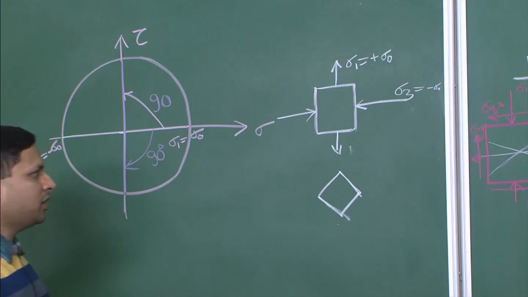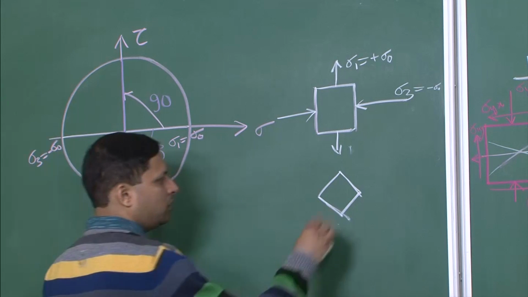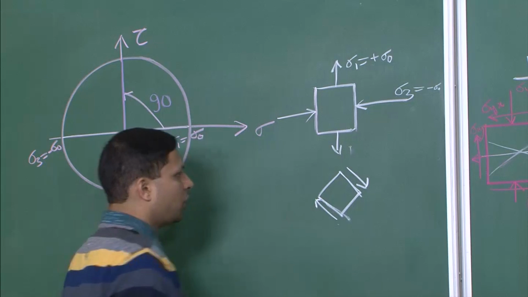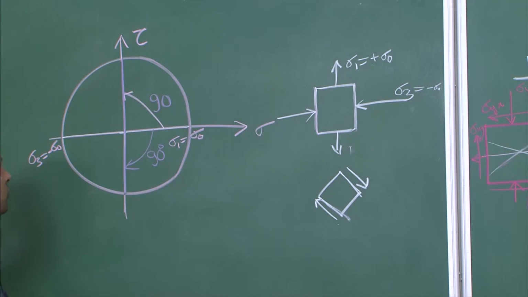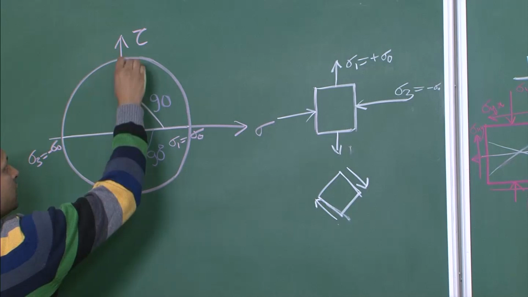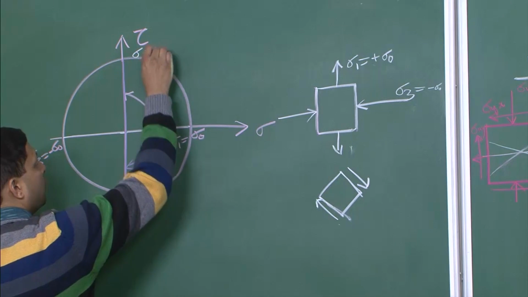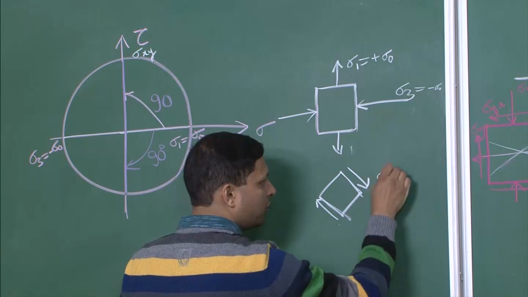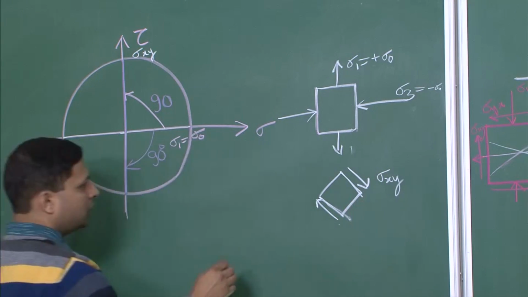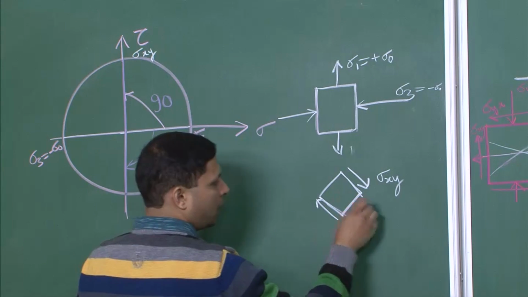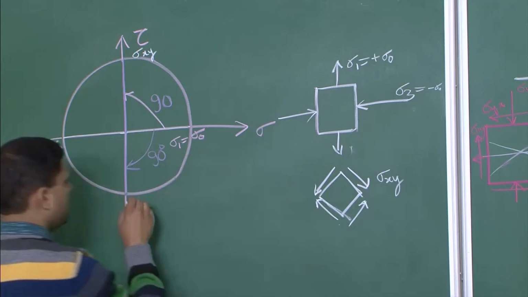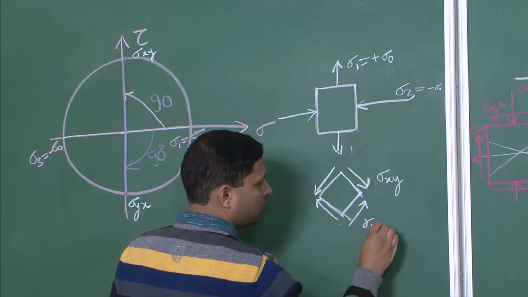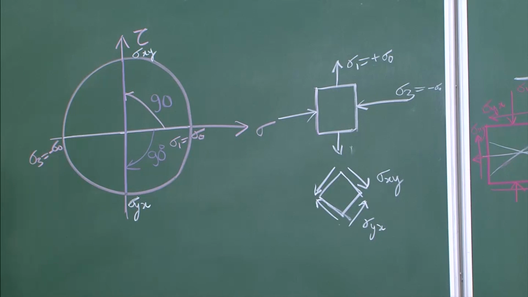Now, in this particular condition what has happened is I have a clockwise shear stress. So, if I call this sigma xy, this is positive, and clockwise is represented by positive. So, this is sigma xy, and the other one is anti-clockwise. So, this is my sigma yx. So, this is sigma yx, and guess what is the magnitude?